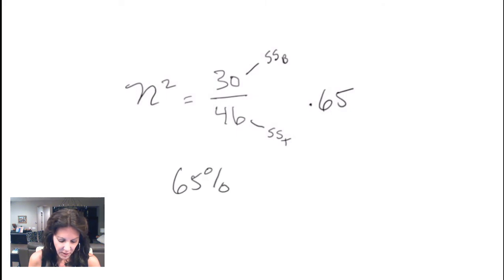65% of the variance between the means can be attributed to the treatment, the placing of people into different rooms with different temperatures. That is eta squared.